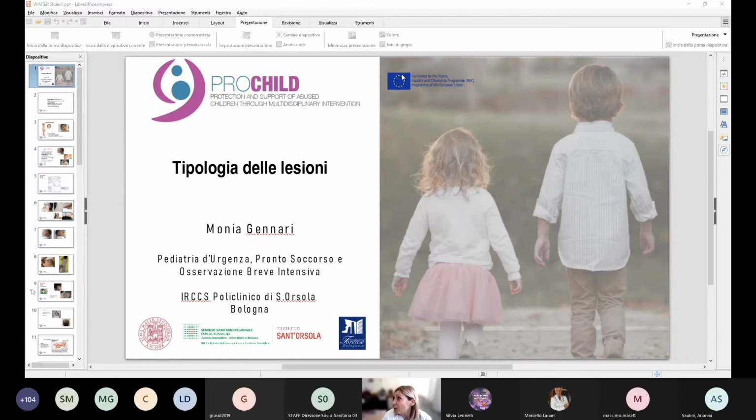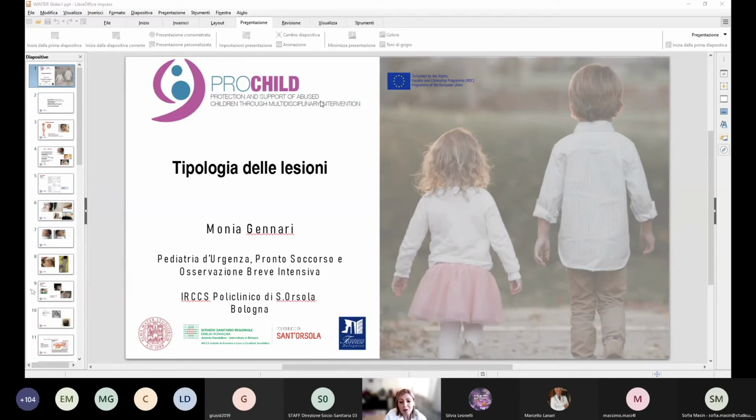Let's start by analyzing the assessment of a child with a suspected abuse, maltreatment. And when we have to examine a child being victim of abuse, we have to make sure to avoid any new trauma. And so we have to be welcoming and to create a calm place where we can carry out our examination. And before it, we have to explain to the child what we are going to do so that we can build trust.